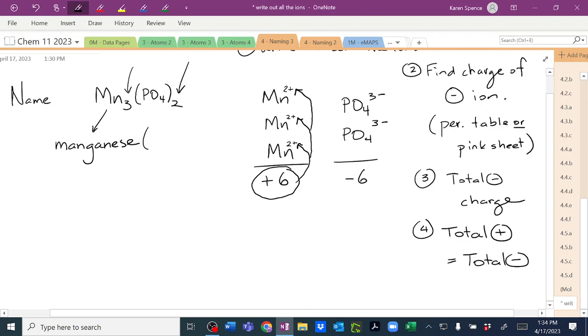So my Roman numeral then, that little 2 plus goes right in the brackets, and the Roman numeral is a 2. We don't write 3 because the Roman numeral does not tell us that there are 3 manganese. It tells us that the charge of a single manganese is 2.